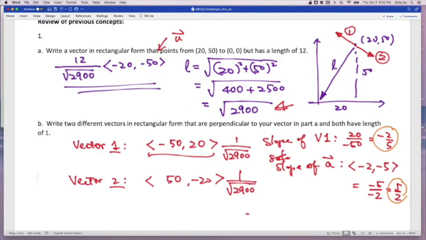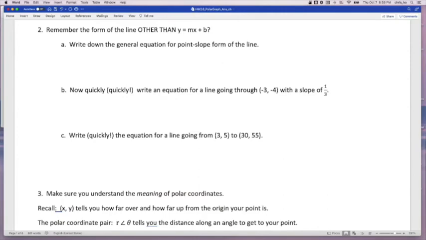Okay, problem 2. y equal to mx plus b, something we're familiar with, linear form of an equation. Write down the general equation for the point slope form. Remember, the point slope form has a point that we want the line to pass through, and has a slope of m. And the general equation has the following form: y minus y0 is equal to m times x minus x0. Okay, we talked about that in class.